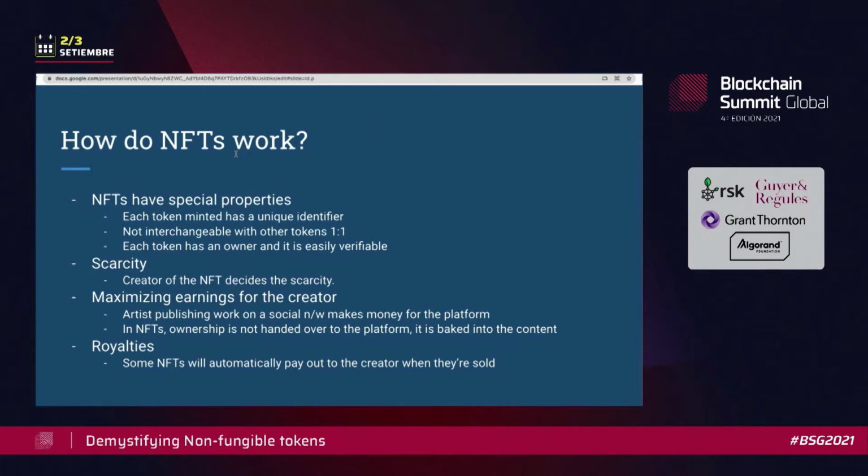If you create an NFT, you can easily prove that you're the creator. You can determine the scarcity. You can earn royalties every time it is sold. You can sell it on any NFT market or peer to peer. You are not locked into any platform and you don't need to intermediate.